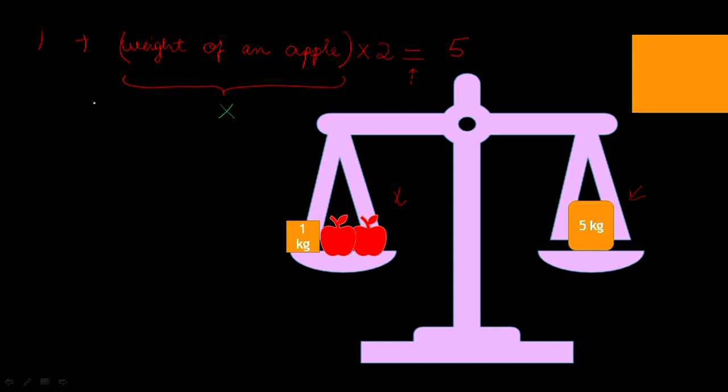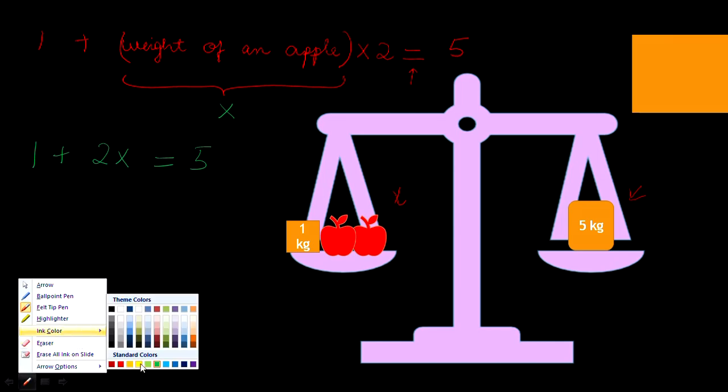Now if I write the equation again using the letter x instead of writing this whole thing, I can simply write this equation as 1 plus x times 2, so 2x, that equals 5. See, this time the whole equation is much simpler to write and deal with. Now I can go ahead and solve the equation. I can subtract 1 from both the sides. I think you've learned that in previous classes.